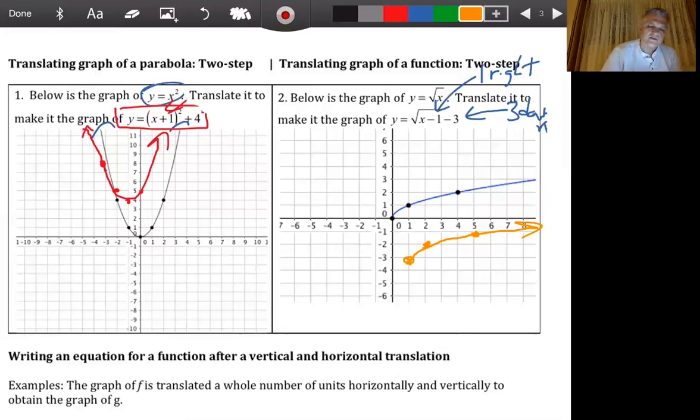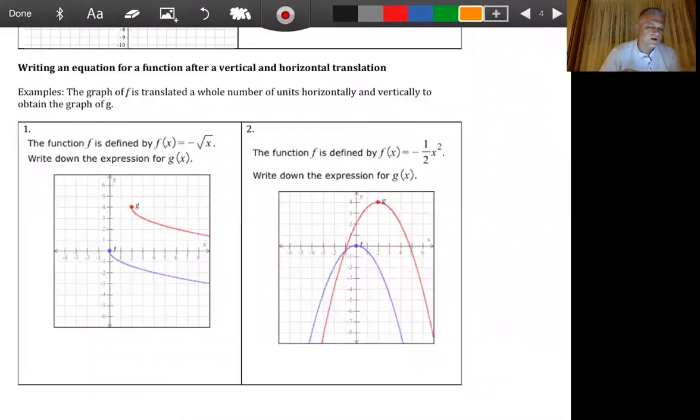All right, so last thing we're going to look at, we're going to go down here to writing an equation, okay, after they give you the graph. So before, they gave us some functions, and then they did some pluses, minuses in there, and they said, you make the graph. This time they give you the graph and they say, give us the function. All right, so let's look at these examples. So it says the graph of f is translated a nice whole number of units horizontally and vertically to obtain g. It's just another name for the other function.